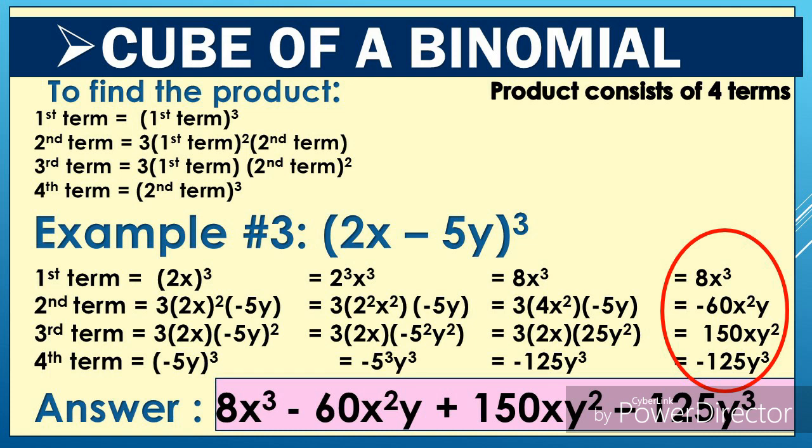150xy squared. And for the fourth term, we have the negative 5 cube. So, negative 5 cube is negative 125. So, therefore, we have negative 125y cube. And then, this is for your final answer. We have 8x cube minus 60x squared y plus 150xy squared minus 125y cube.